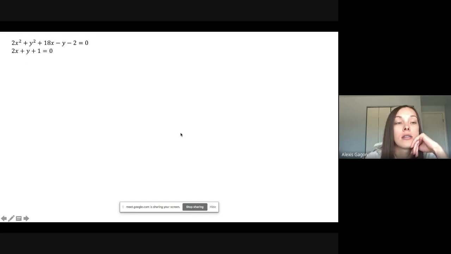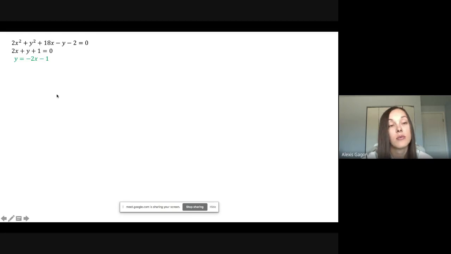Okay, let's do this one. So same thing, we have to solve that bottom equation for either x or y. This one's definitely easier to solve for y. So I'm going to subtract the 2x and subtract the 1. Now, once you get this, we're going to plug it into the top equation wherever there is a y, because we solved it for y.